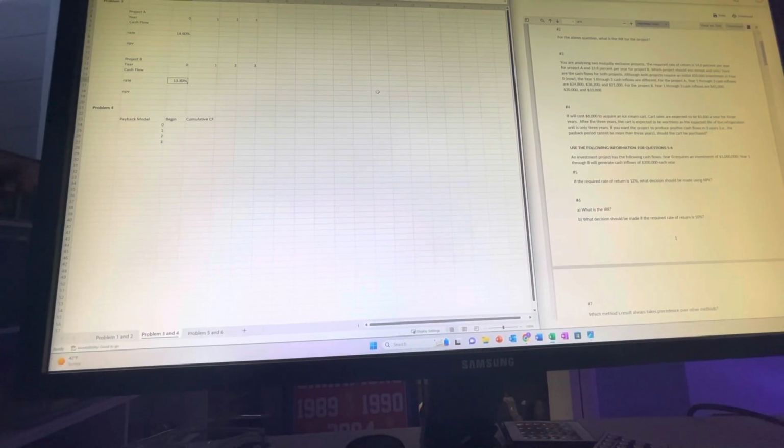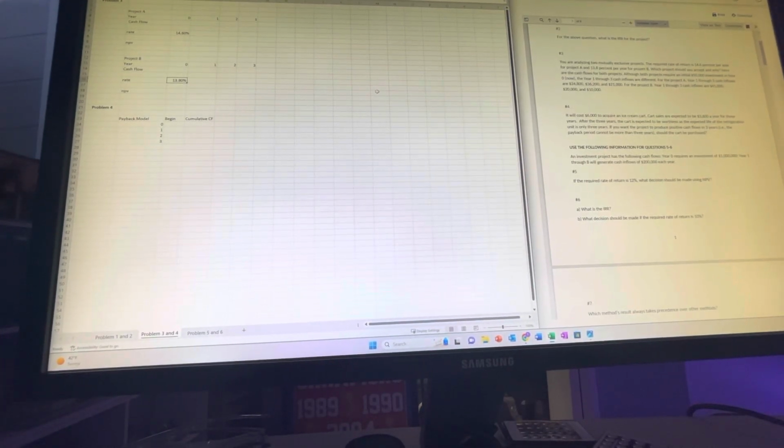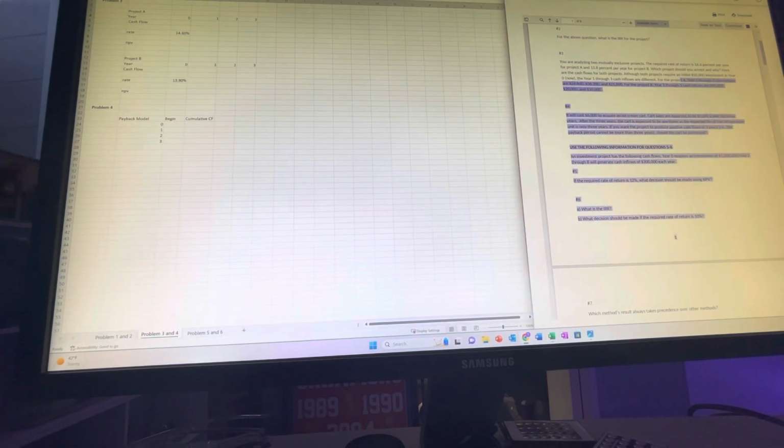So we are on problem 3. You are analyzing two mutually exclusive projects. The required rate of return is 14.6% per year for project A, which is right here on the left, and 13.8% per year for project B, which is right here. Although both projects require an initial $50,000 investment in year 0, the year 1 through 3 cash flows are different, and then it gives us our cash flows.